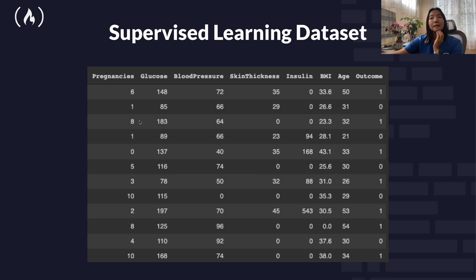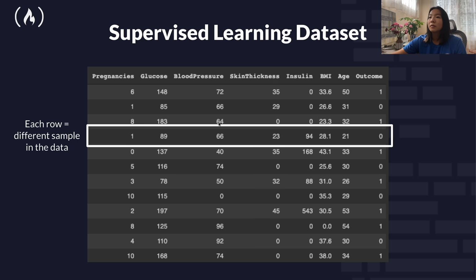This data set is from the Pima Indian diabetes data set. Here we have different numbers of pregnancies, different glucose levels, blood pressure, skin thickness, insulin, BMI, age, and then the outcome, whether or not they have diabetes: 1 for they do, 0 for they don't. So here, all of these are quantitative features, right? Because they're all on some scale. Each row is a different sample in the data, a different example. It's one person's data, and each row represents one person in this data set.